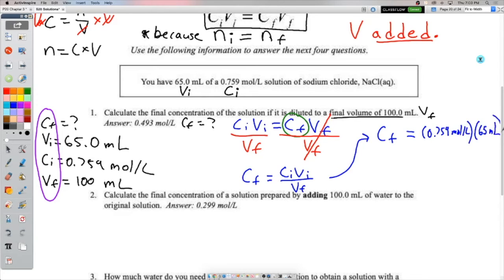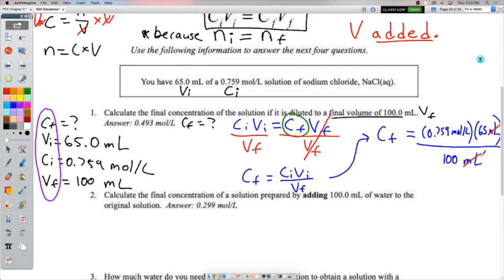Getting a little squished for room. Divided by VF is 100 milliliters. And here's where you'll see what I mean. Always write in your units so you can check your work. Because look, yes, I didn't turn them to liters, which you normally should when you see C's and V's. You should make the V's into liters. But look, I have milliliters over milliliters, so it doesn't matter.